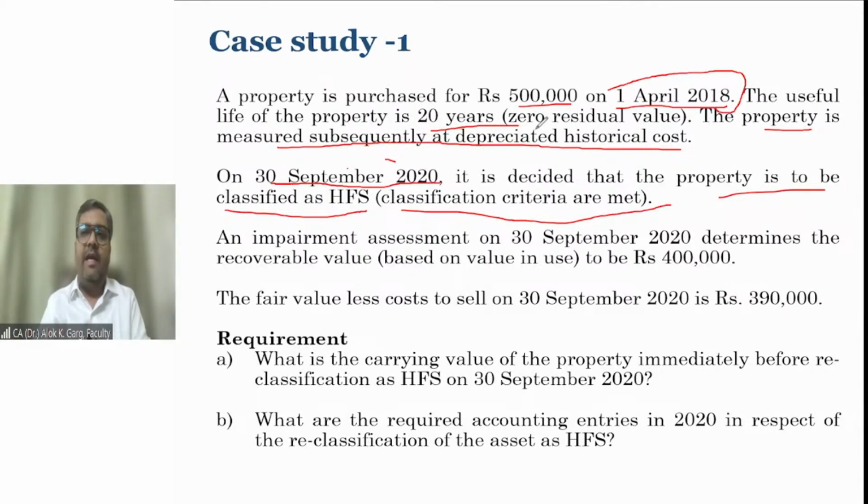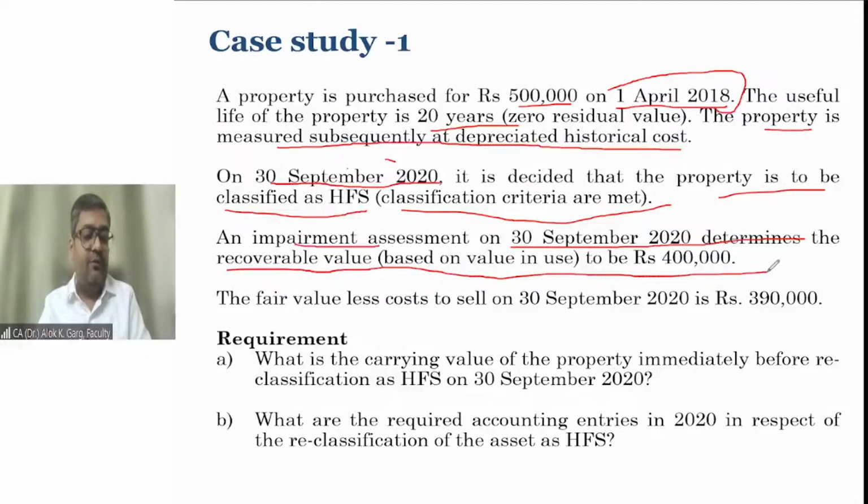Okay, so we are reading the question and solving it in our mind, right? And in the answer sheet, you can also write important information. You can write in the solution part the information given in the question, and then you will start solving. Now the third paragraph says that an impairment assessment on 30th September 2020 determines the recoverable value based on value in use to be rupees 4 lakh.